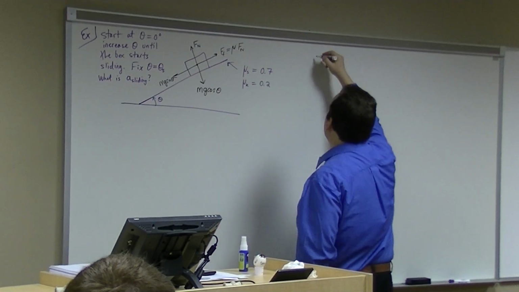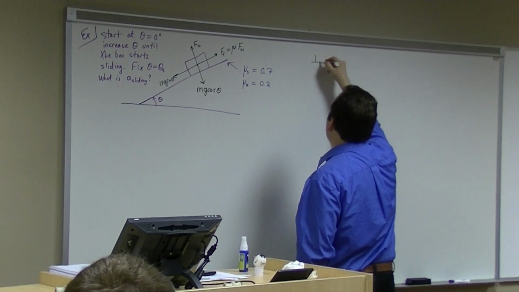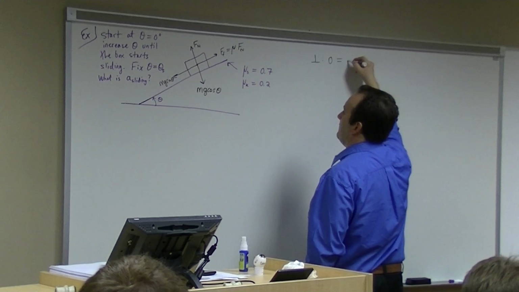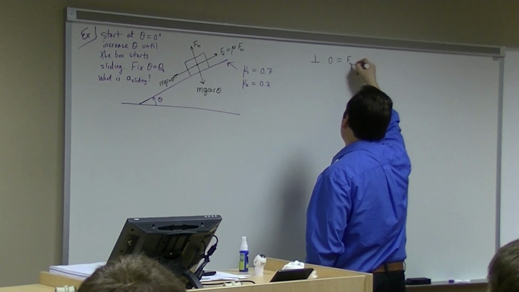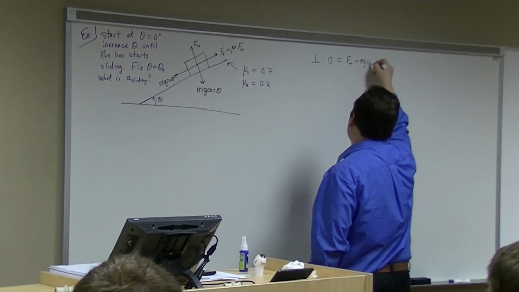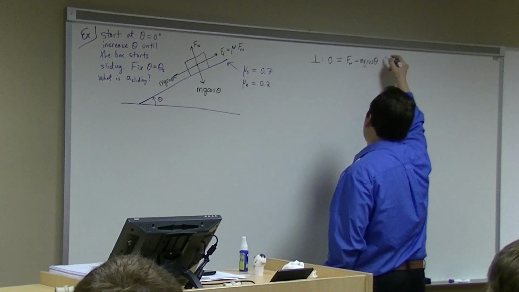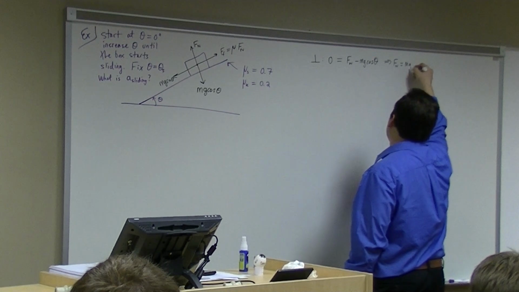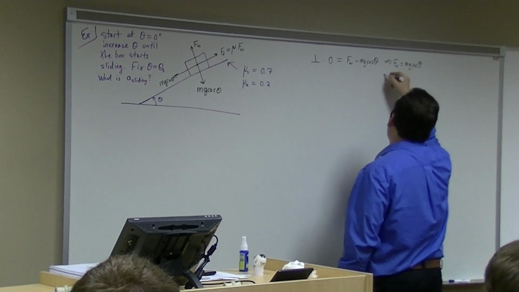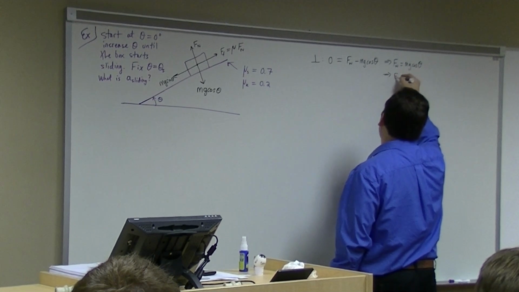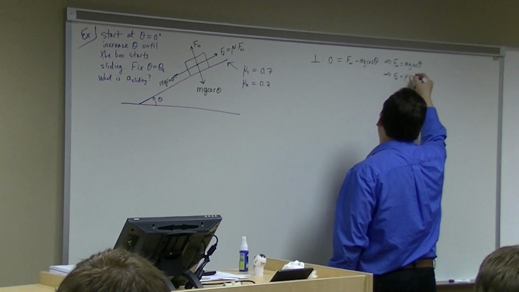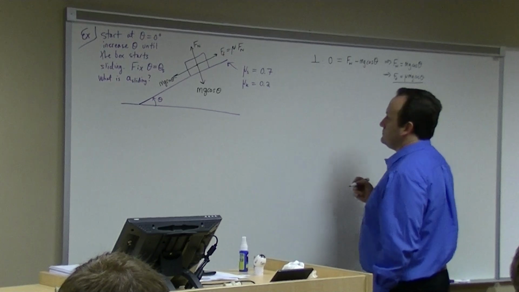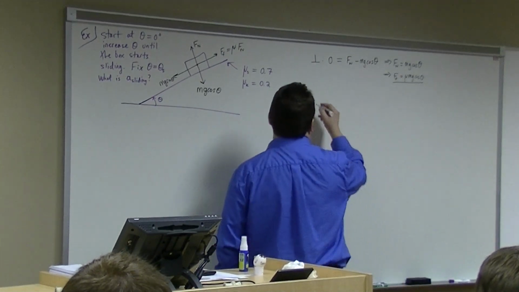First of all, in the perpendicular direction, we have 0 is equal to the normal force up minus mg cosine theta. So that tells me then what? It tells me the normal force is mg cosine theta, which by the way then tells me the force of friction is mu mg cosine theta. That's nice to know.